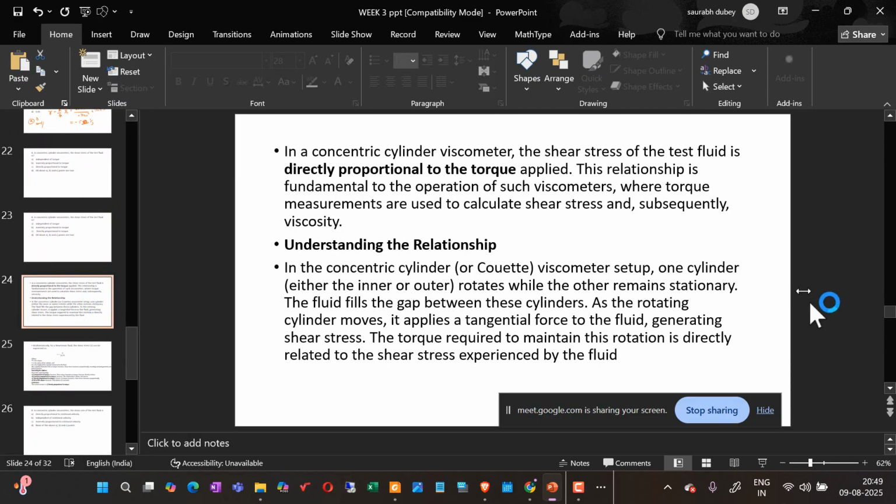Okay, so in a concentric cylindrical viscometer, the shear stress of the test fluid is directly proportional to the torque applied. This relationship is fundamental to the operation of such viscometers, where torque measurements are used to calculate shear stress and the subsequent viscosity, right? What you have to understand is this: in the concentric cylinder or Couette viscometer setup, one cylinder, either the inner or the outer, is rotating, while the other remains stationary, right? So whichever is remaining is stationary.